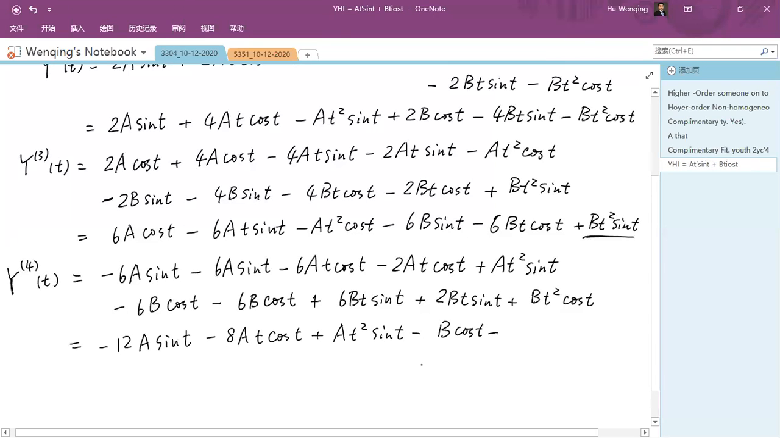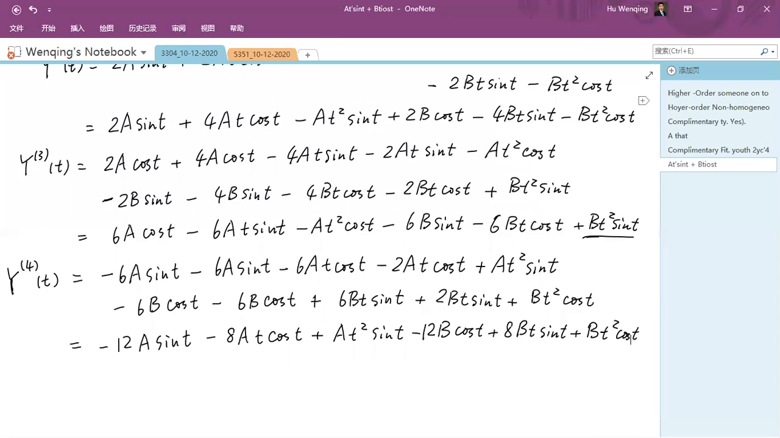So therefore, you are going to have minus 12 times b of the cosine t, and then 6bt sine t, 2bt sine t, so that is 8 times bt of the sine t, plus bt squared of the cosine t. Is that good for everybody? Okay, so that's going to be the fourth derivative.